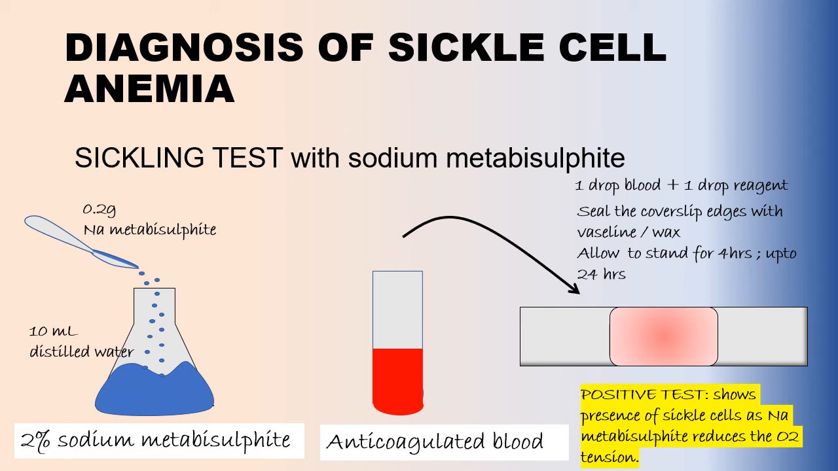This is then allowed to stand for about 4 hours to up to 24 hours, after which the glass slide is viewed under a microscope to look for presence of sickled red cells. If there is presence of sickled red cells, it is because the sodium metabisulfite, which is a reducing agent, reduces the oxygen tension within that drop of blood that produces sickling.